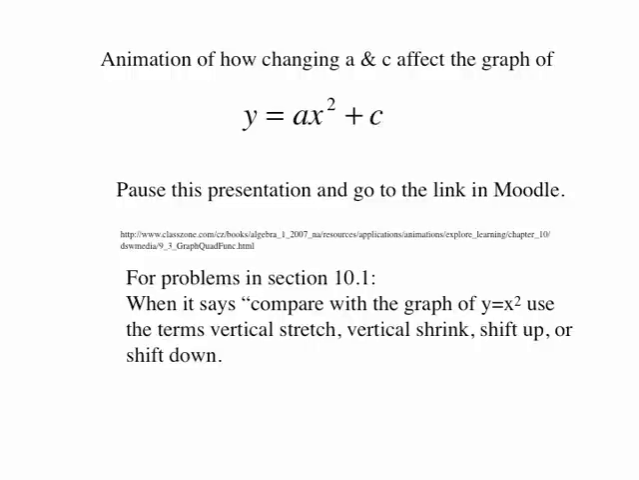When you're doing your work in section 10.1, the problems are going to ask you to compare the graph of a particular parabola with the graph of y equals x squared. When you compare it, you're going to use the terms vertical stretch to indicate that the parabola got taller and skinnier, vertical shrink to indicate that the parabola got flatter, shift up to indicate that the whole parabola moved up, or shift down. You'll also use the term reflection to indicate that the parabola was turned upside down.